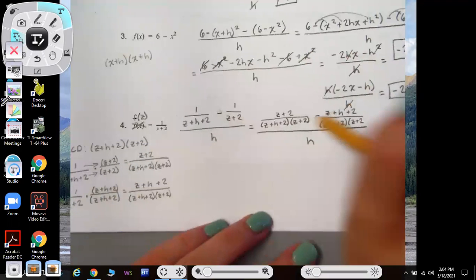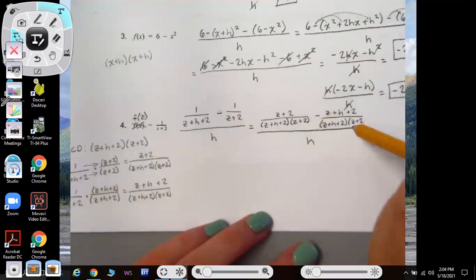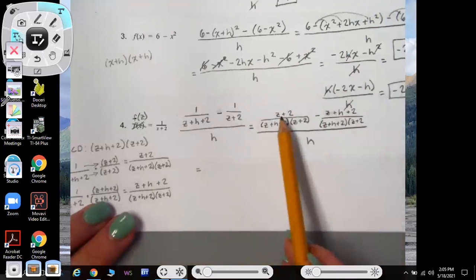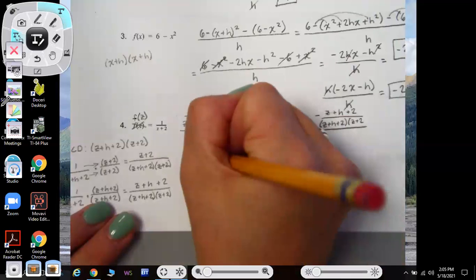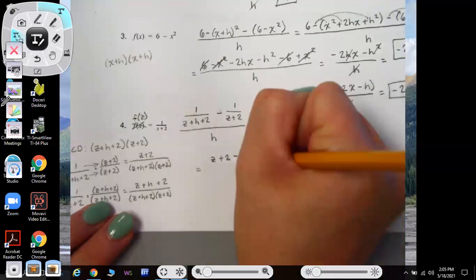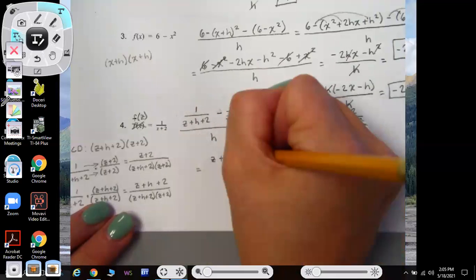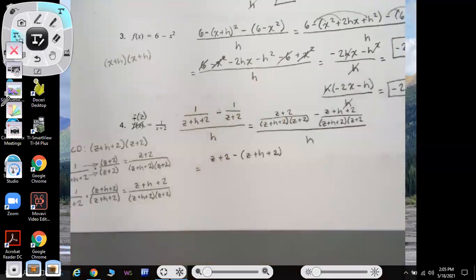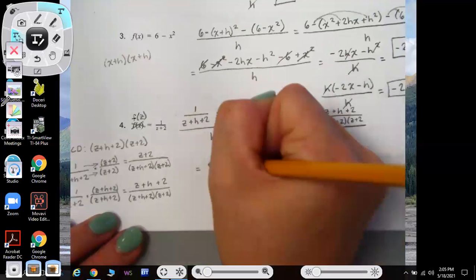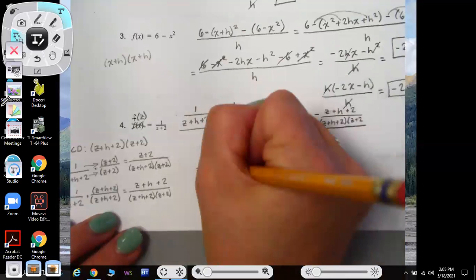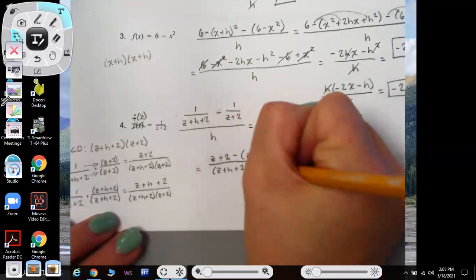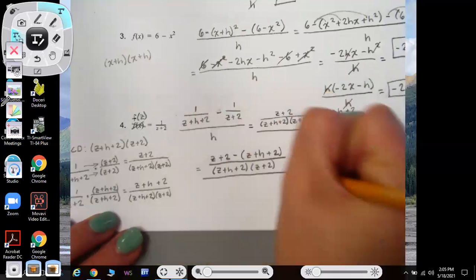Now that these two fractions in the numerator have the same denominator, we can subtract them. When we subtract those fractions, the denominator stays the same and we subtract the numerators. So we've got z plus 2 minus this entire numerator, z plus h plus 2. We need to put that in parentheses because we're subtracting the whole thing. That is still over the same denominator, z plus h plus 2 times z plus 2. And all of that is still over h.